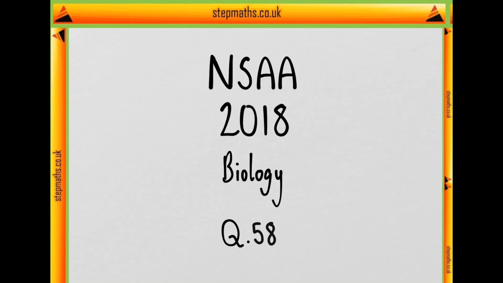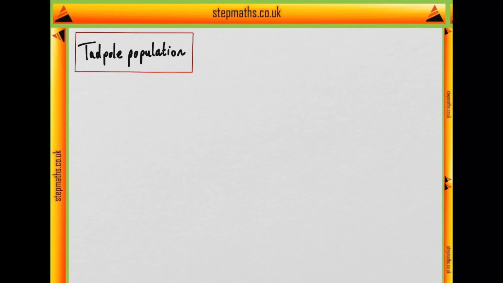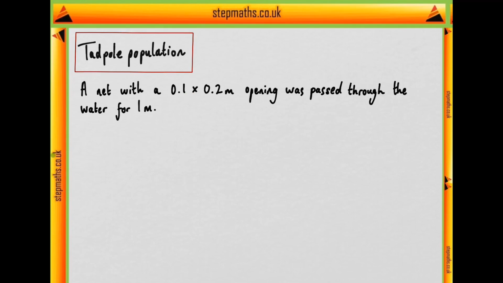This video will cover question 58 of the biology section from the 2018 NSAA paper. In this question we're told that a student investigated the tadpole population in a large pond. We're told that he had a net with a rectangular opening measuring 0.1 by 0.2 meters, and that was swept through the water for 1 meter.